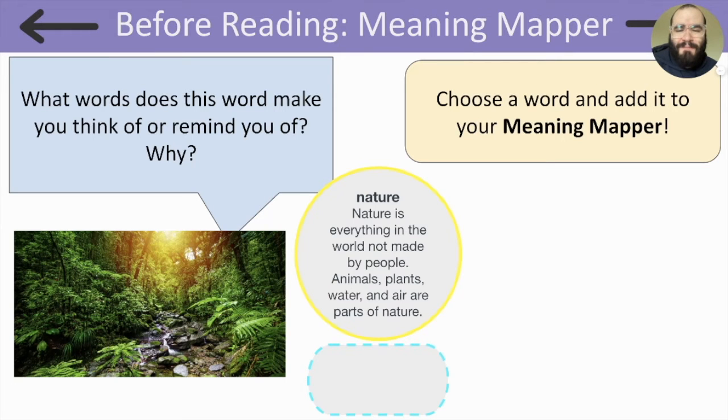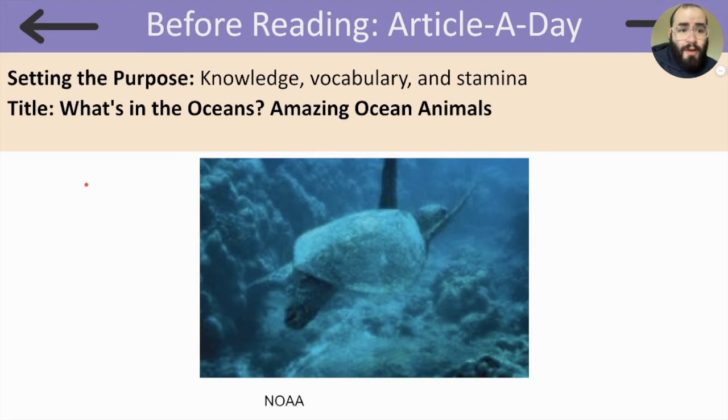Please take out your meaning mapper. In the middle of our meaning mapper, we have our focus word, nature. Nature is everything in the world that is not made by people. So animals, plants, water, air are all parts of nature. What words does this word make you think of or remind you of? Take a moment to add it to your meaning mapper. I added the word colors because nature is full of colors, very bright greens and yellows, and if there's flowers, all types of colors. Let's get started with our article a day.